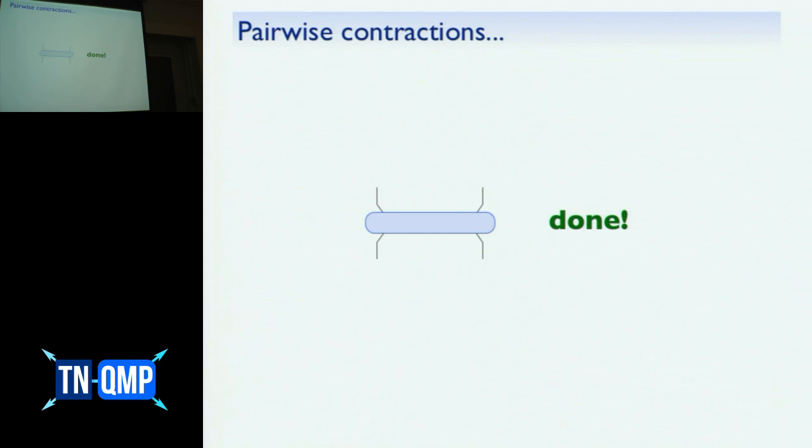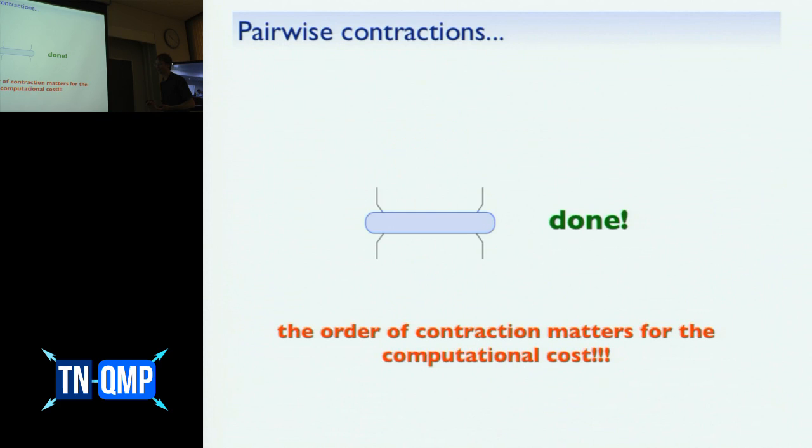And what is now very important to understand is that the order of contraction, so the sequence you choose of these pairwise multiplications, will really matter for the computational cost. So whenever you contract such a network, it's really important that you find out which sequence of pairwise multiplications actually gives the lowest computational cost.